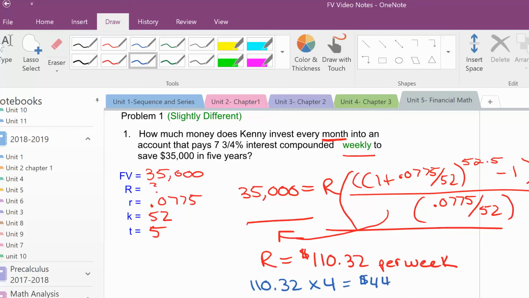$441.28. So that's how much per month that they would spend, or that they would deposit.